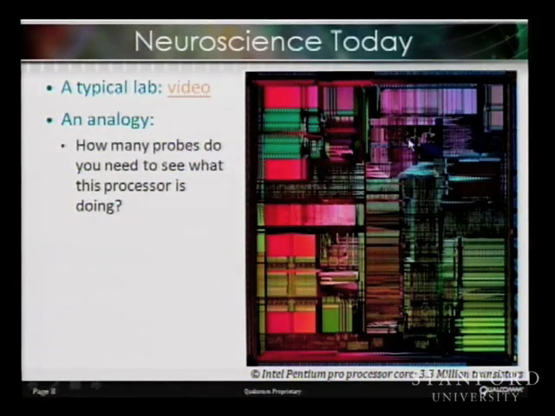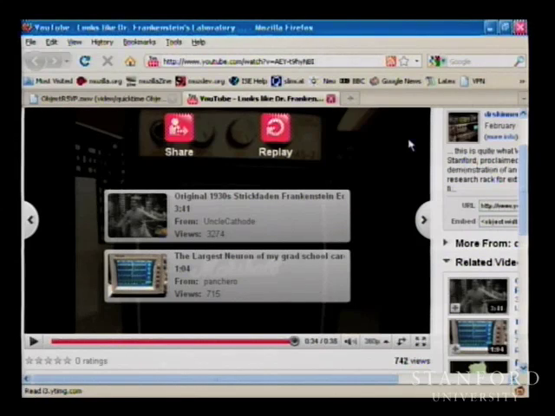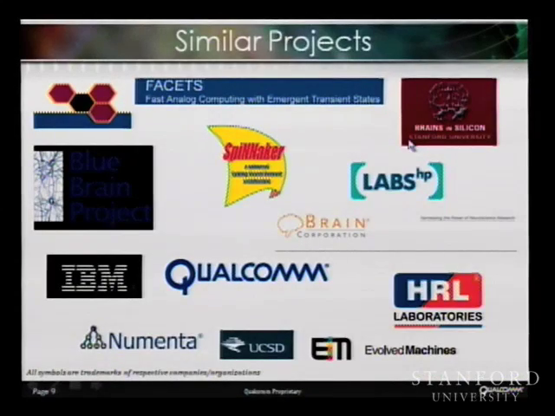So, like the introduction said, we're not the first ones to do it. There's a whole bunch of people doing this kind of neuromorphic engineering, as this field is called. We are a recent entry into this.